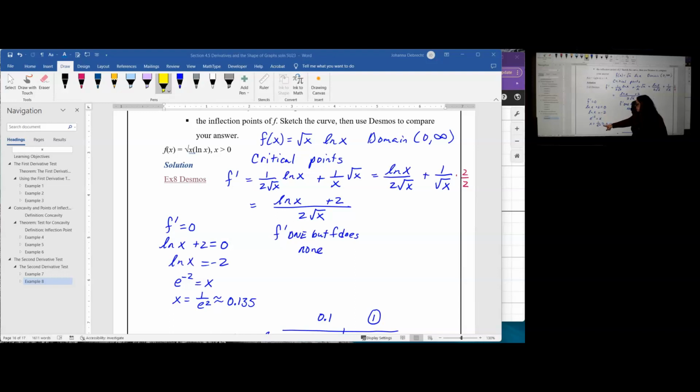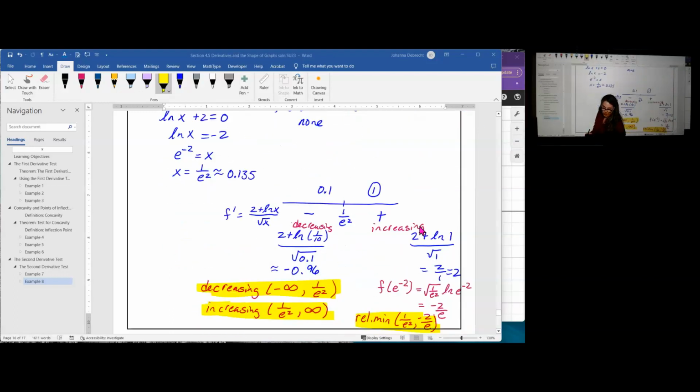Switch to exponential form to get the critical point 1 over e squared, or e to the negative 2, which is about 0.135. Then we'll draw a chart which will allow us to determine where it's increasing and decreasing. When we're looking at increasing, decreasing, we split the number line with only the critical points to make tick marks. Then we choose something in the domain on the left and the right of that critical point.